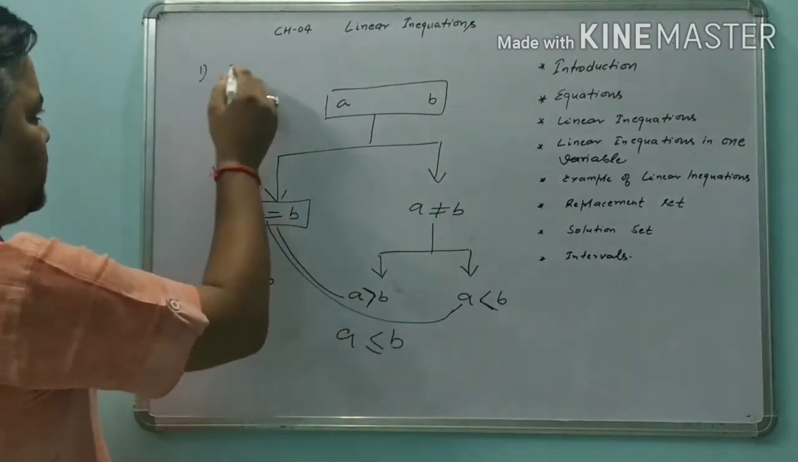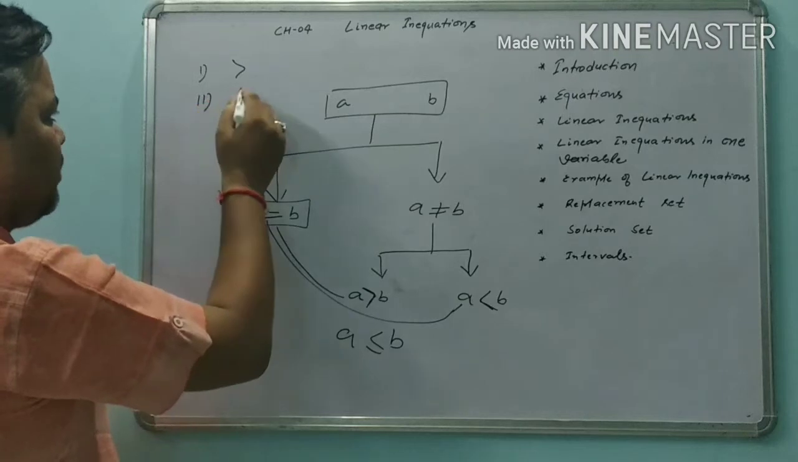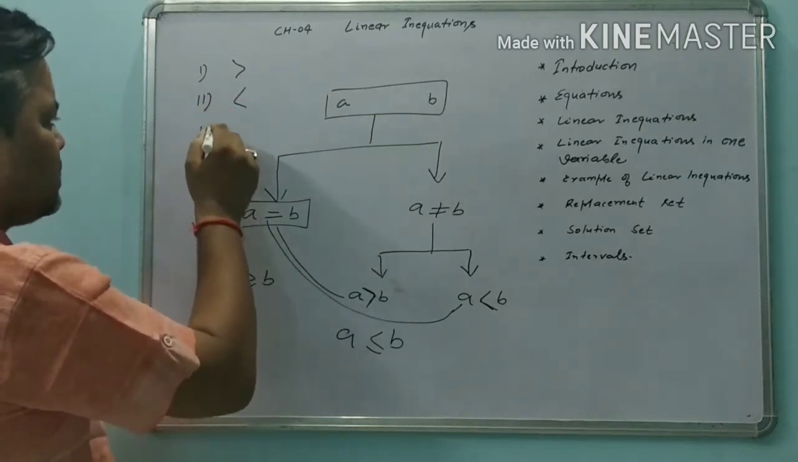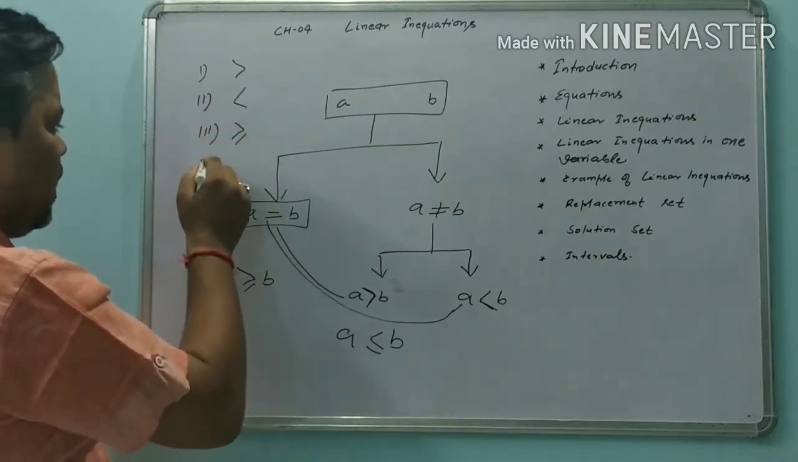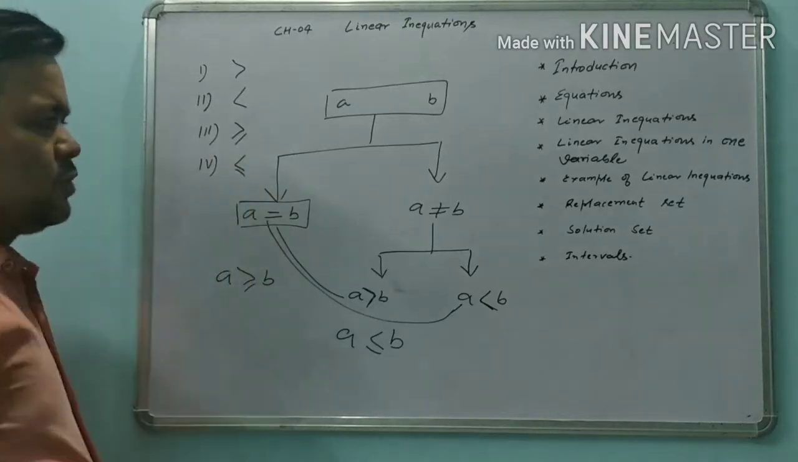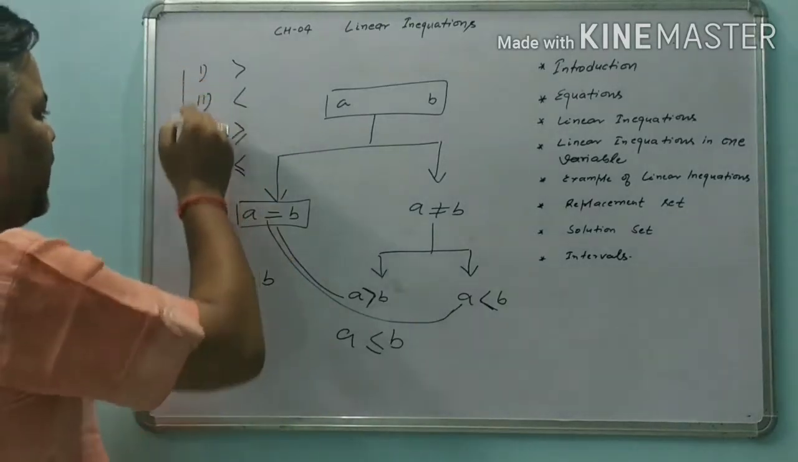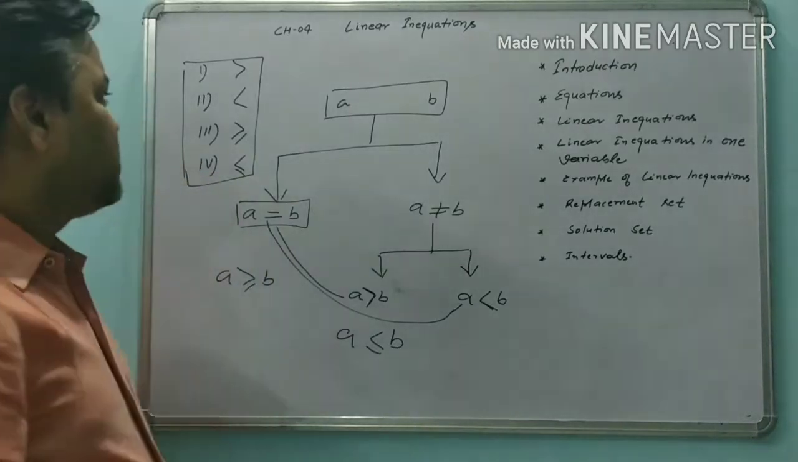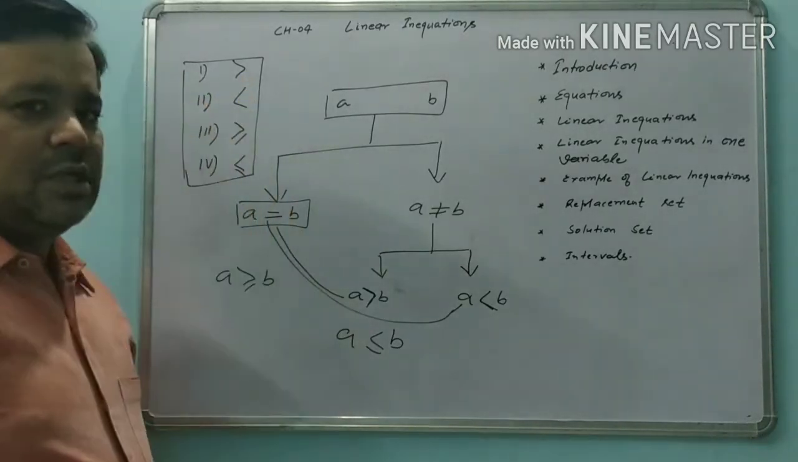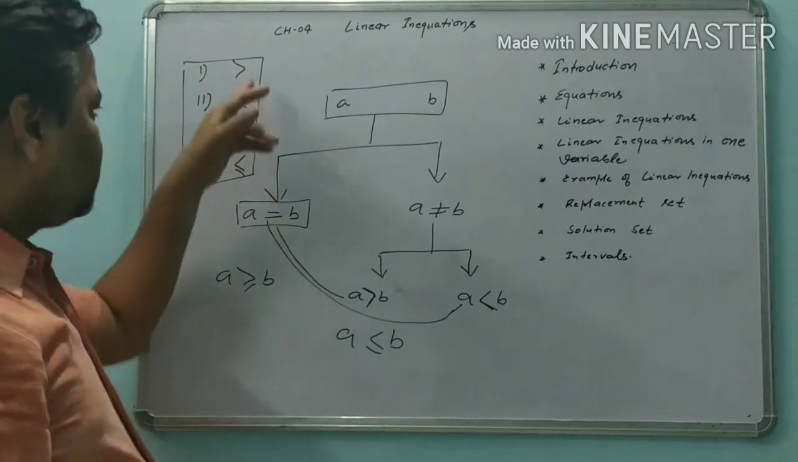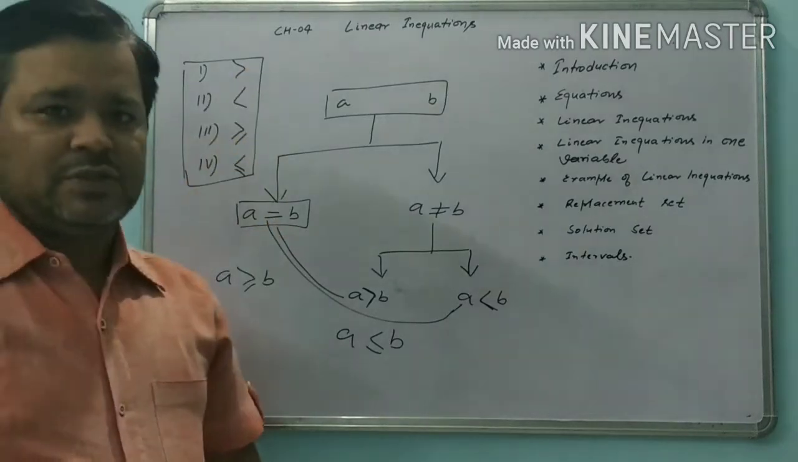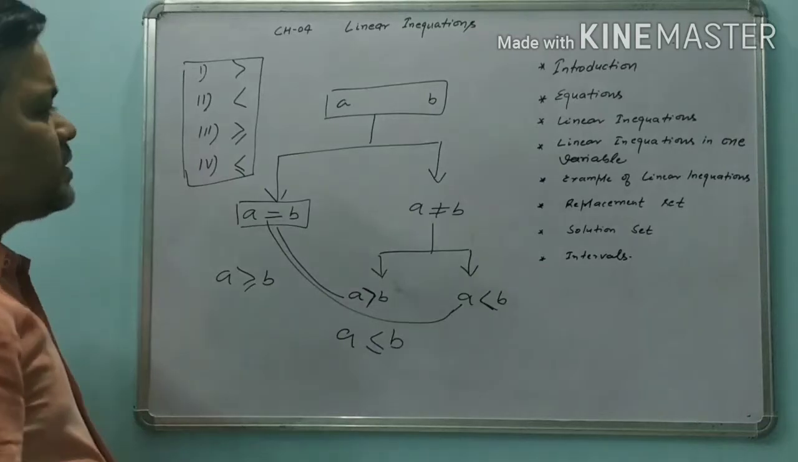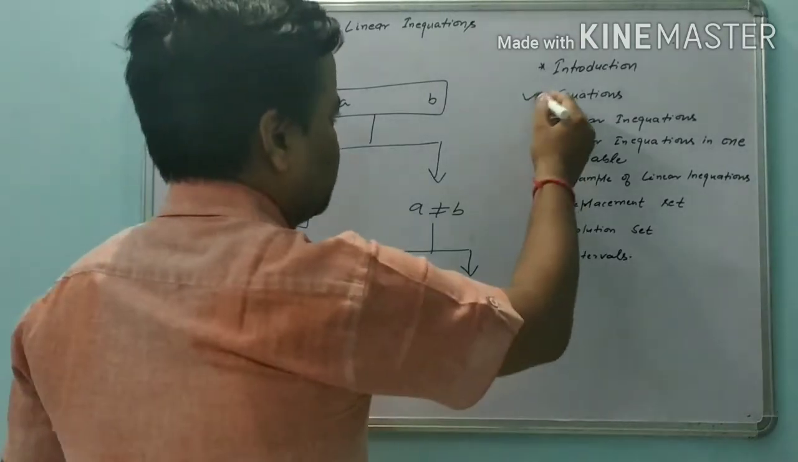The first symbol is greater than, the second is less than, the third is greater than or equal to, and the fourth is less than or equal to. In this way, we have these four types of inequations. This is the symbol of equation, and this is the symbol of inequation. Now let us discuss the equation.